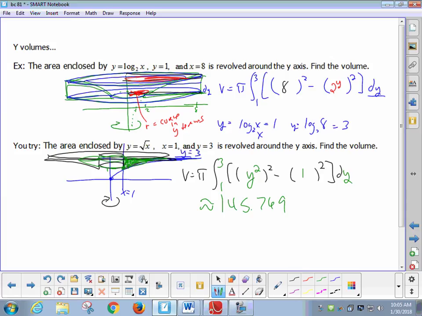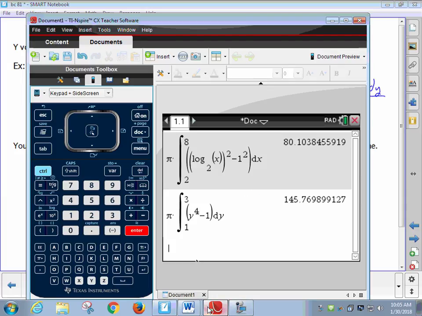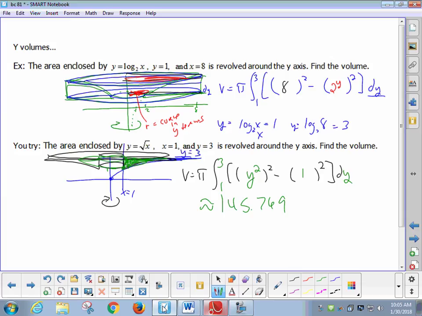All right. Please, just by way of not forgetting the pi, type the pi in first. Don't say, I'll put it in later. You won't. You'll forget. Put pi in first, okay?